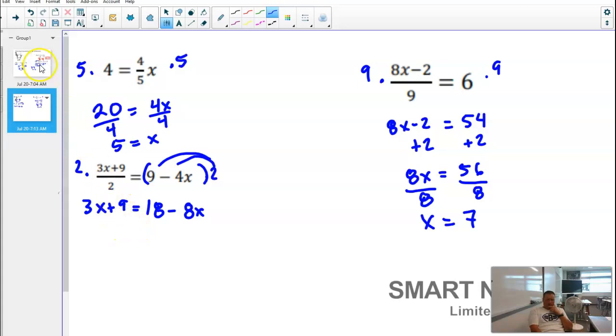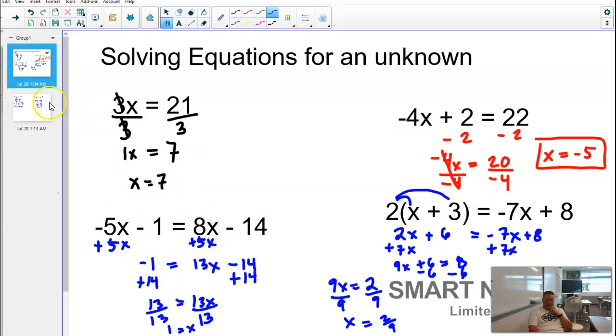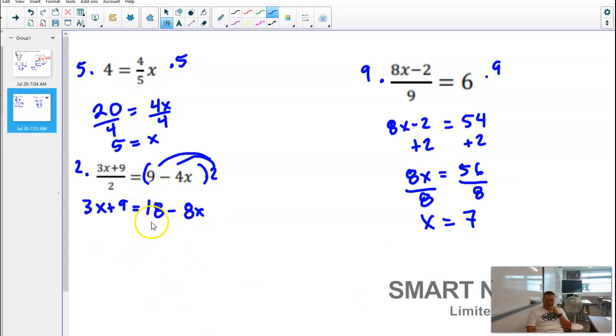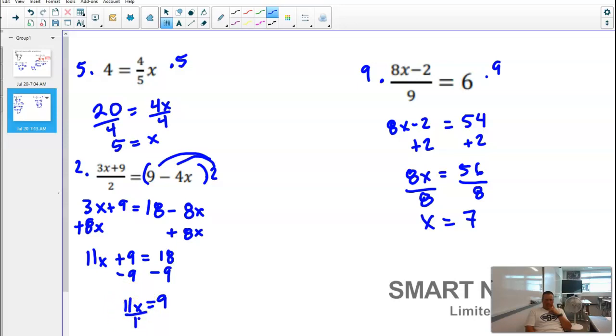And then I've got one just like I had down here in the bottom left as well on the front page. Okay, so I'm going to get my terms together. Again, I like to keep things positive here, so I'm going to add the 8x. I have to add it to the 3x, which will give me 11x. And then I'm just going to copy everything down. Plus 9 equals 18. And then I can subtract this 9, which is going to give me 9. And then the last thing I'm going to do is divide by 11. And that'll give me 1x equals 9 over 11. We're going to leave it like that.